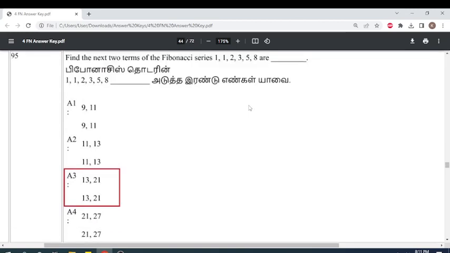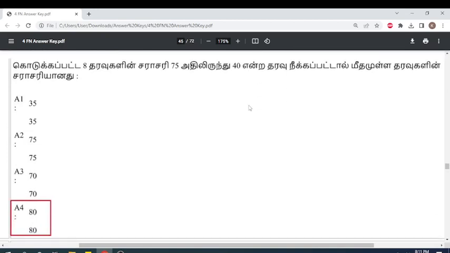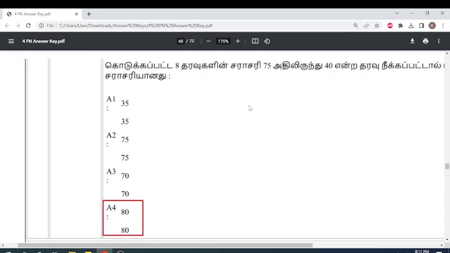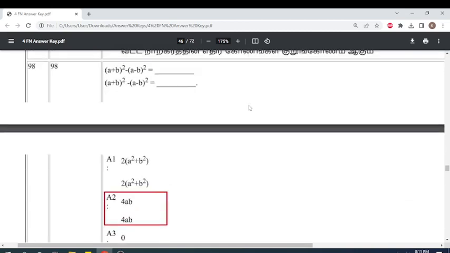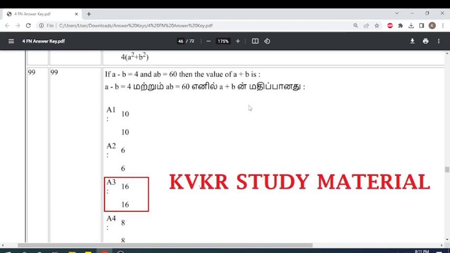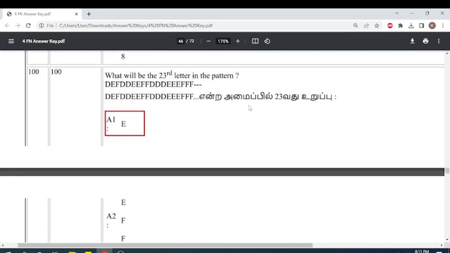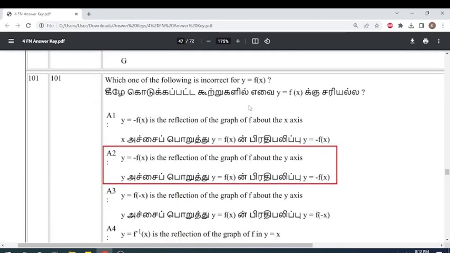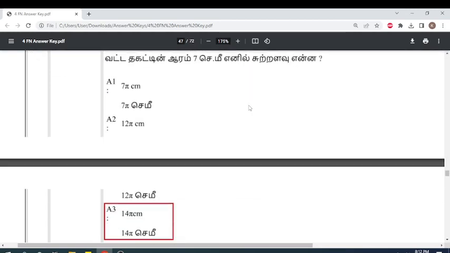95 question kaana answer A3. 96 question kaana answer A4. 97 question kaana answer A1. 98 question kaana answer A2. 99 question kaana answer A3. 100 question kaana answer A1. 101 question kaana answer A2. 102 question kaana answer A3.